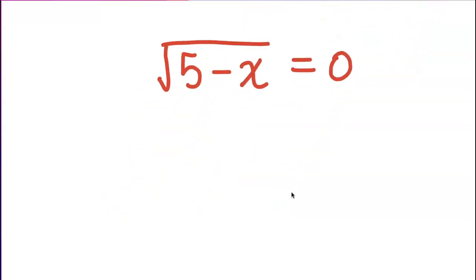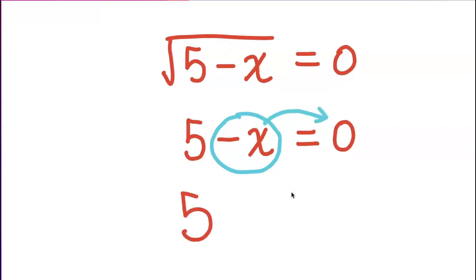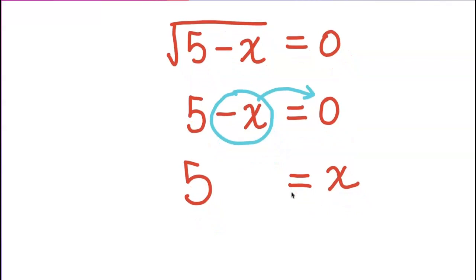So let's solve this. To get rid of square root, square both sides. When you square the left side, you will just get 5 minus x out. But when you square the right side, 0 squared is just 0. To solve this, how about I just move this negative x to the right-hand side, and we will get 5 equals, and negative x turns into positive x. So we have 5 equals x, or x equals 5.